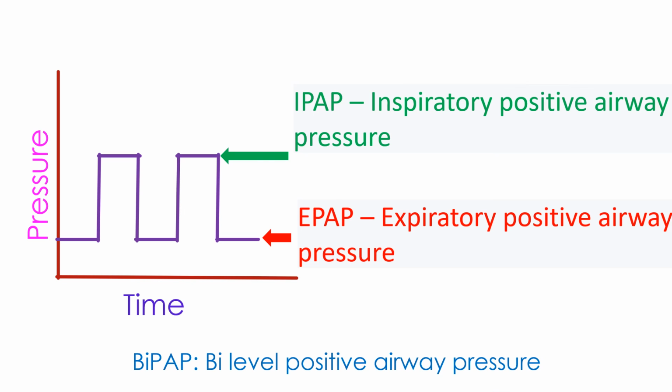Inspiratory positive airway pressure is known as IPAP and expiratory positive airway pressure as EPAP. IPAP and EPAP can be adjusted according to the physiological needs of the patient.